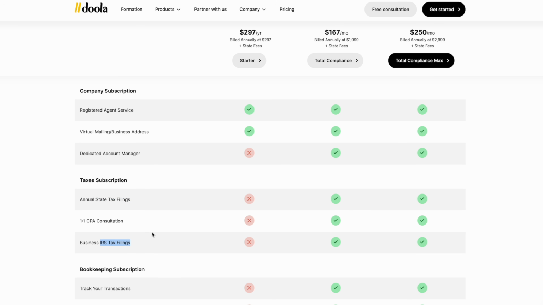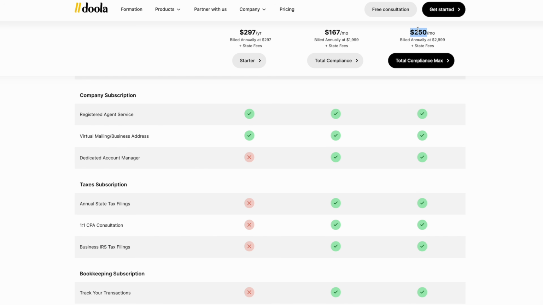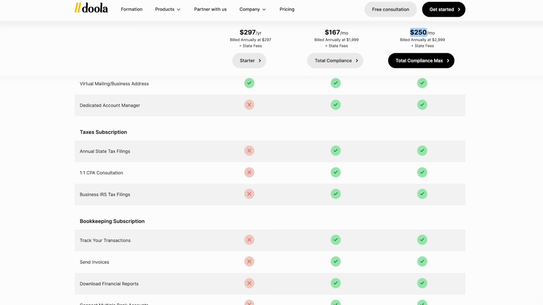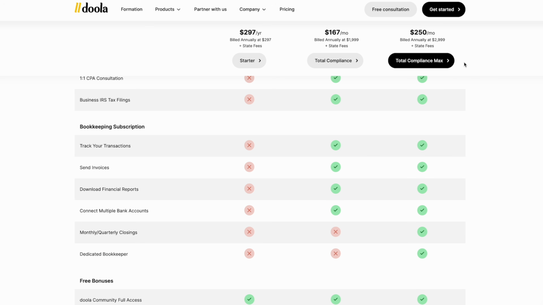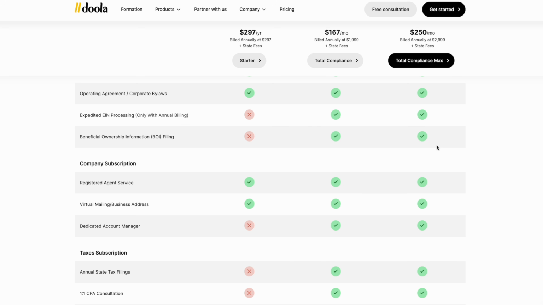But for me as an entrepreneur, ultimately my time is my valuable asset, which is why I have gone for the Total Compliance Max plan, because this one includes not only all of the filings that you need, but also a dedicated bookkeeper. So the Total Compliance Max plan is really the done for you solution if you really value your time as an entrepreneur and you just want to spend your time making money, and Red Doula handle all of the back end and the financials for you.